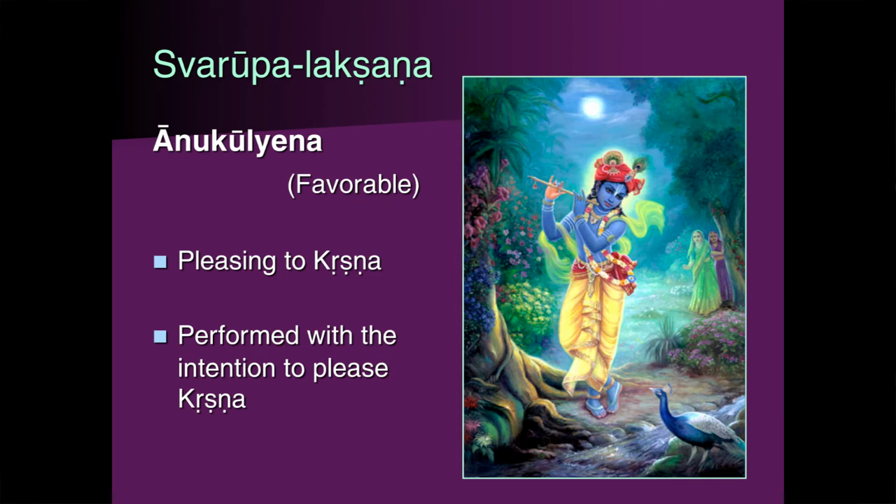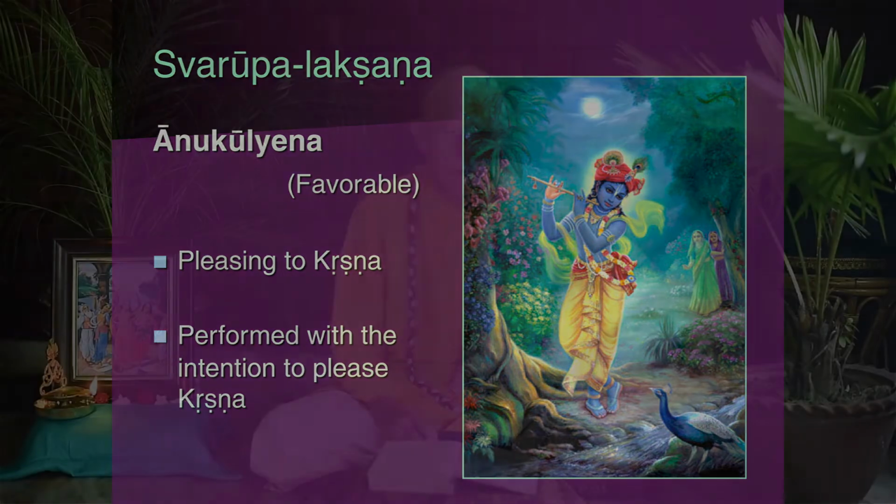Anukulyena, the word actually means favorable, which means that the activity of serving Krishna should be pleasing to Krishna, and it should also be performed with an intention to please Krishna. In this connection, Srila Prabhupada gives the example of Kamsa, that although he was constantly remembering Krishna, which is an item of devotional service called Vishnu Smaranam. If you remember Lord Vishnu, that's serving Lord Vishnu, that's Krishna Bhakti, and that's pleasing to Krishna. So therefore, remembering Krishna is pleasing to Krishna.